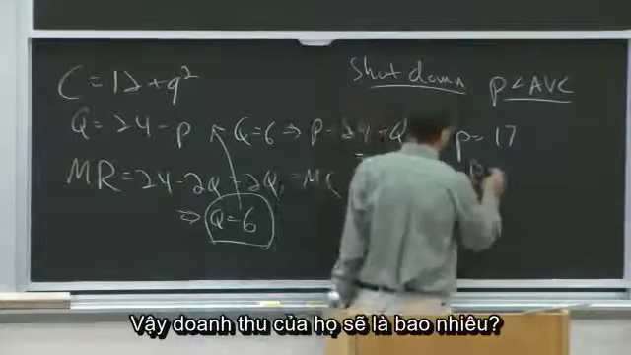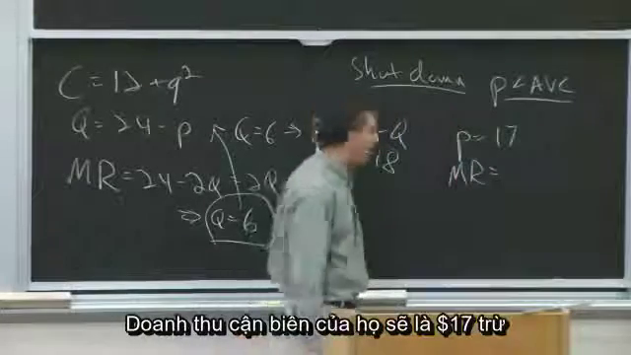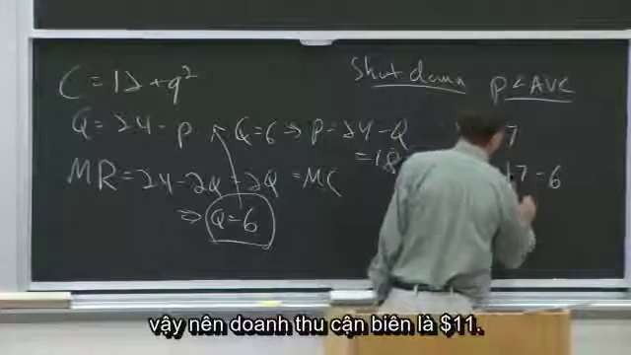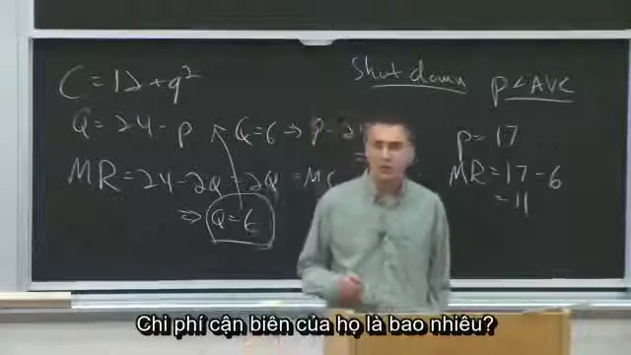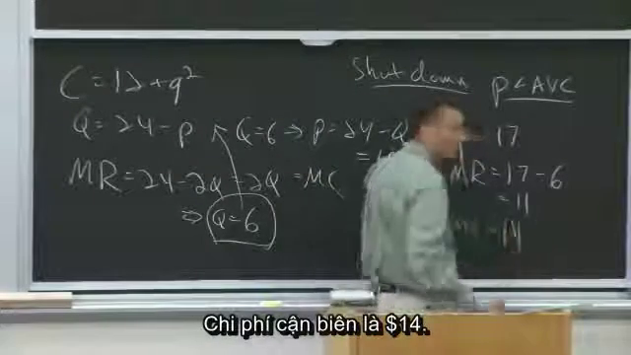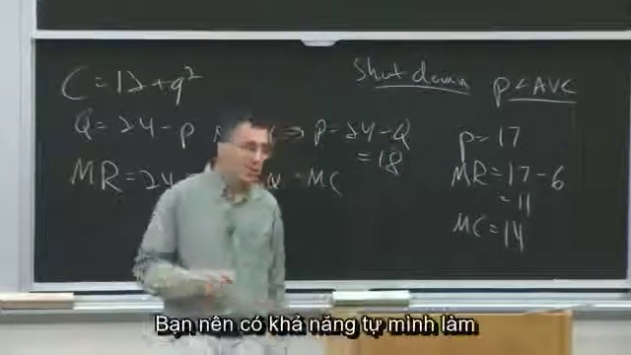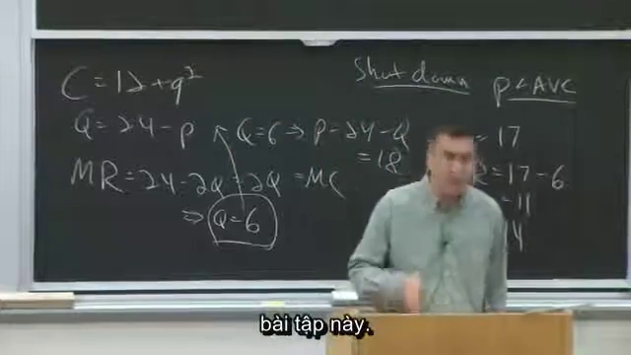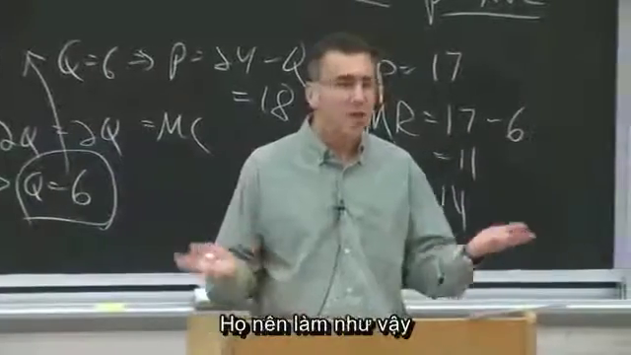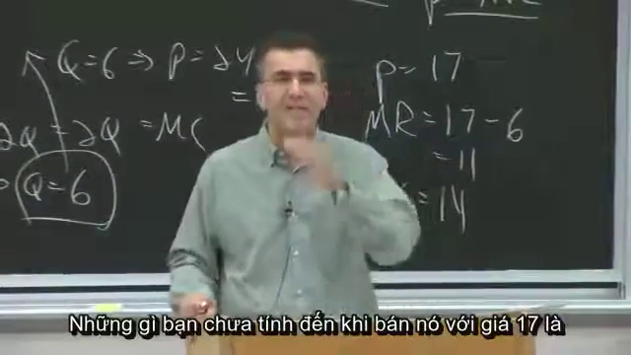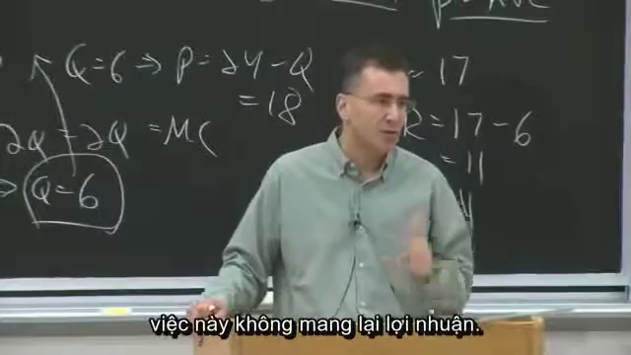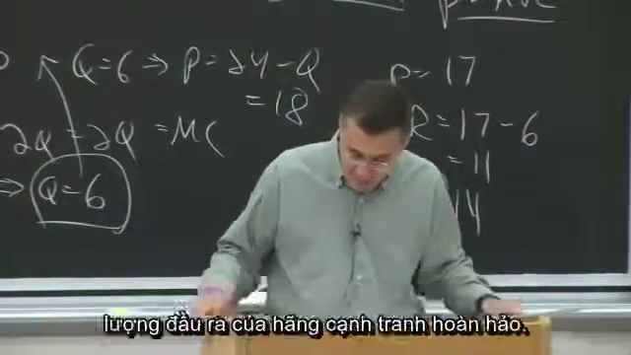So how much revenue would they make? What would be their marginal revenue? Well, they make 17 minus the 6 poisoning effect. So marginal revenue equals 11. What's their marginal cost? Their marginal cost is 2Q, so marginal cost is 14. So they lose money. Okay? You should be able to walk through this exercise yourself. You might say, gee, the marginal cost of that next unit is only 14, they sell it for 17, they should do it. What you're missing is that by selling it for 17, they've lost the $1 extra they're making on each of the previous 6 units. That poisoning effect makes it unprofitable to do this. And that's why monopolists stop short of what would be the perfectly competitive outcome.